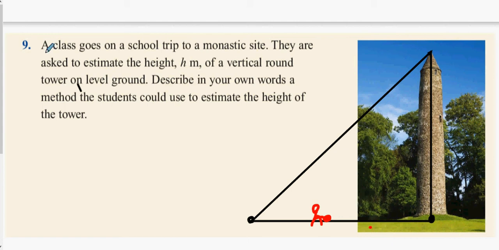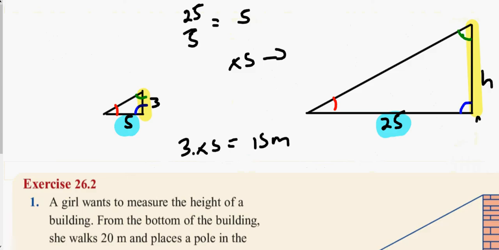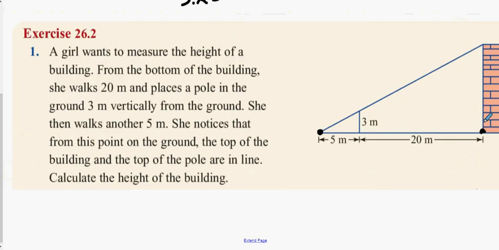So I'll run you through what happened in the previous question. You start off at the base of the wall, and then from the bottom of the building, she walks 20 meters. Now, we don't know it's 20 meters, so we're just going to call it X meters, and places a pole in the ground vertically. It should be a 3-meter pole in the ground. However, we don't know the height of our pole, so we're just going to say Y meter pole in the ground.